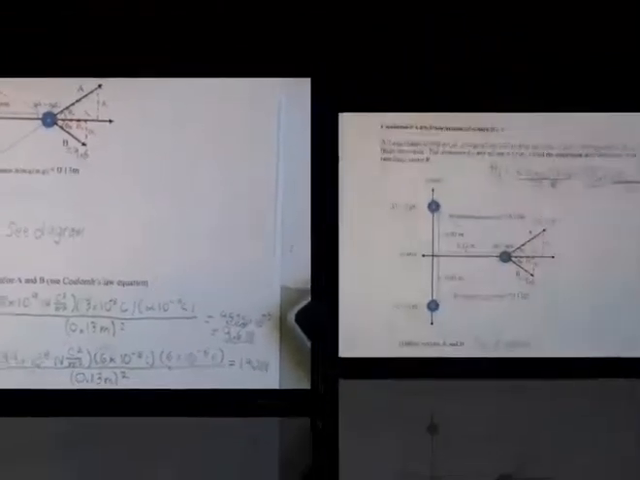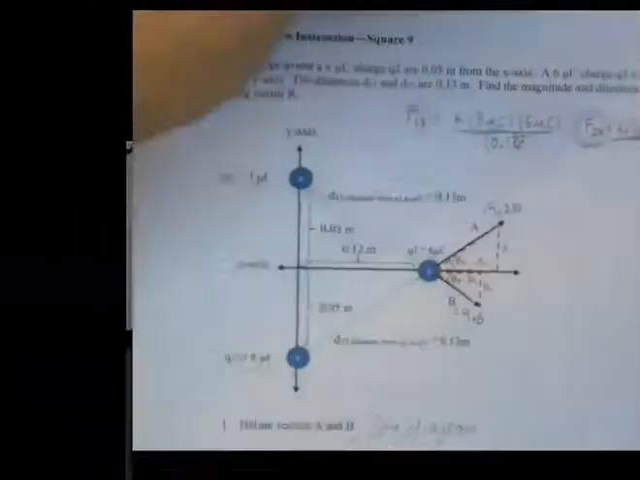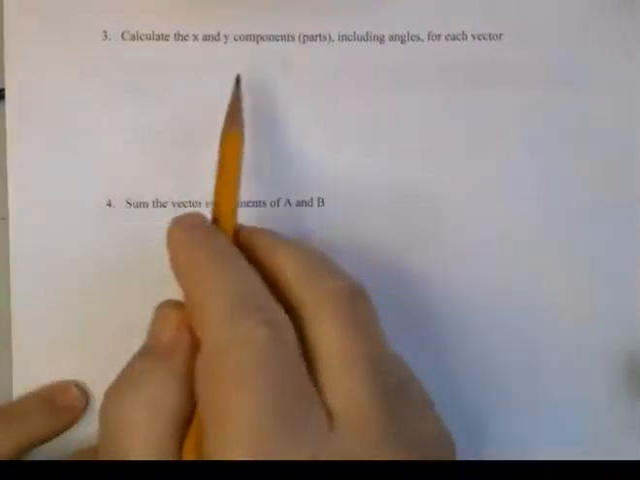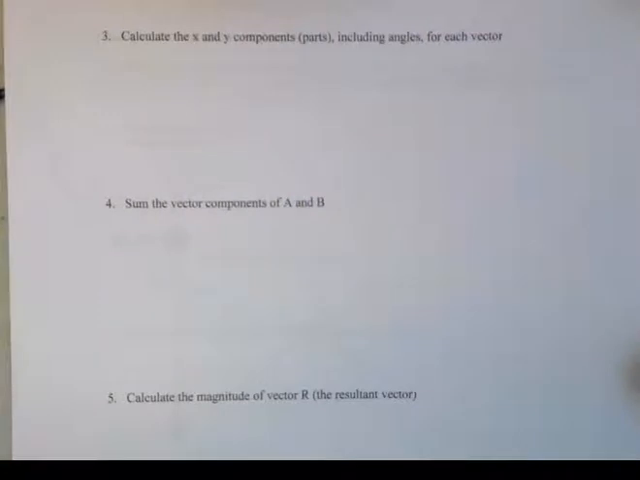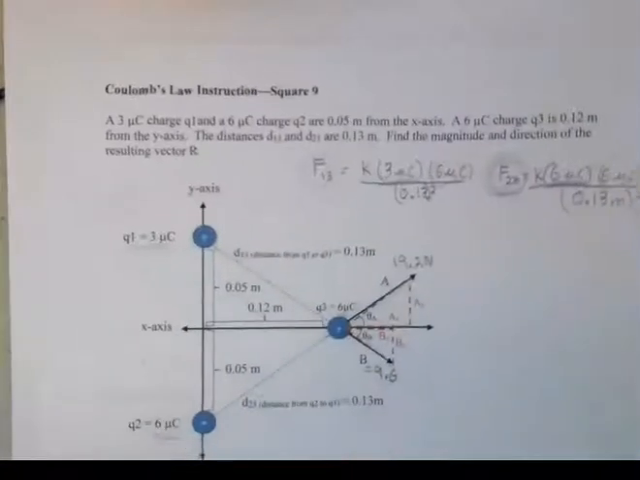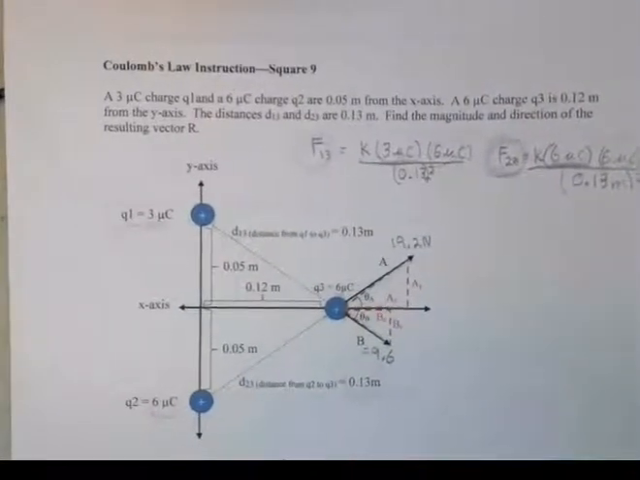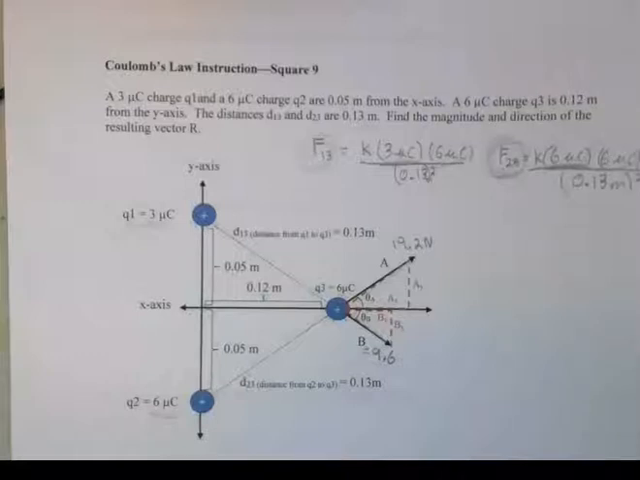Okay, the next step, it says, is to calculate the x and y components, including angles for each vector. This is a part that gets us a little bit deep into some geometry here, okay? So if you didn't watch the videos on vectors and on scientific notation, what I'm about to say is in the video on trigonometry. Actually, all three of them, scientific notation, vectors, and trig. But really, this one is in the video about trig.